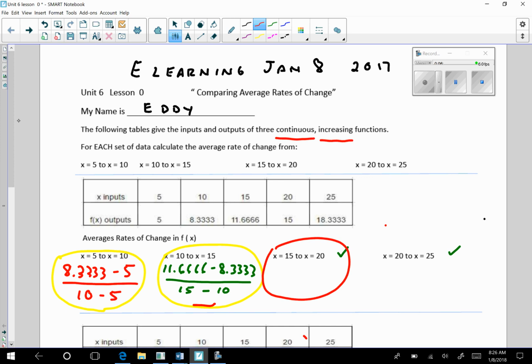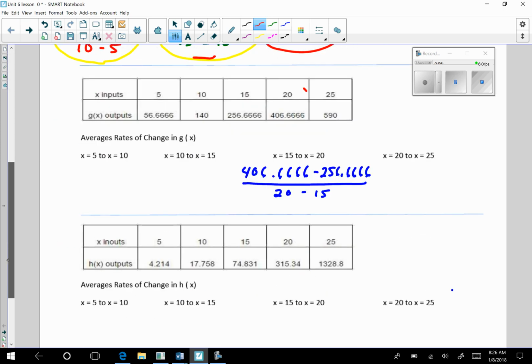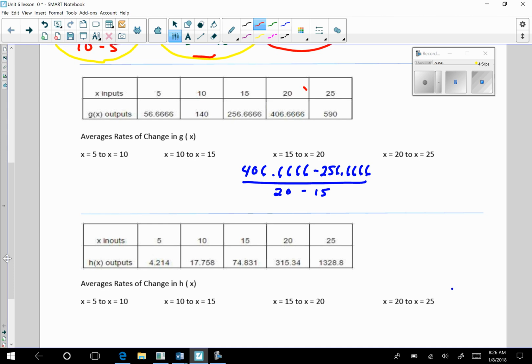And you're going to do that. You're going to have a number here. Whatever that number is, you're going to have an average rate of change, a single average rate of change. You're going to have a single decimal average rate of change in G from 5 to 10 to 10 to 15. You're going to simplify this to a simple number, a single decimal number.